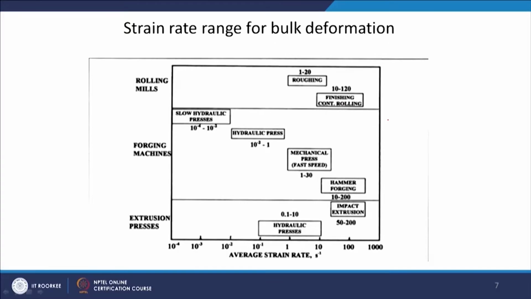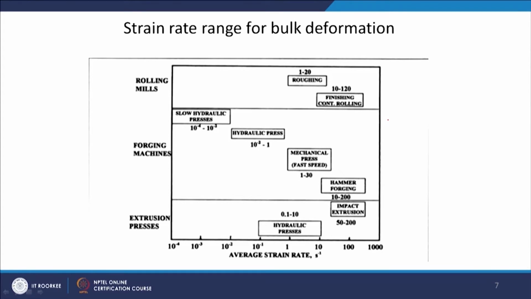So, for any processing map, it is usually advisable to do a validation. You should take microstructures of all the high efficiency zones, as well as a few samples from the unstable region, and one should do a good microstructural analysis before this processing map can be used. Now, there are some applications we are going to see for processing maps.